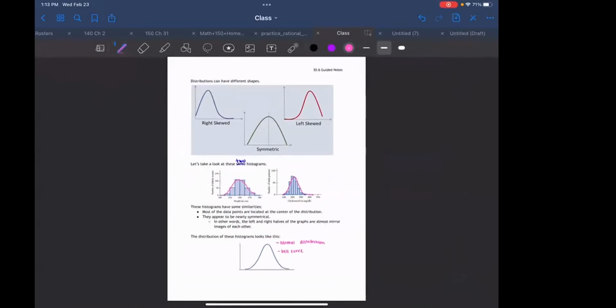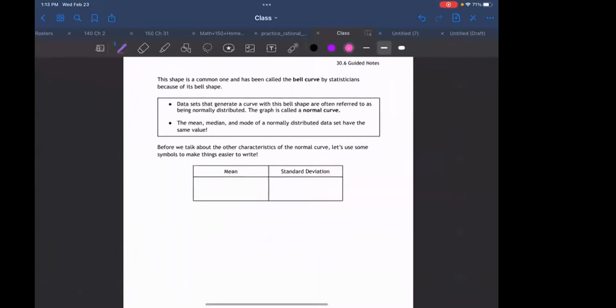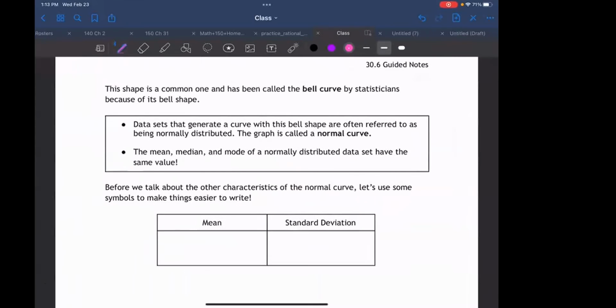So let's turn our page again. Some things about the bell curve or the normal curve. I just went over this part. One special thing about this curve, let me just draw it again so you can see it: the mean, median, and mode of a normally distributed data set have the same value.